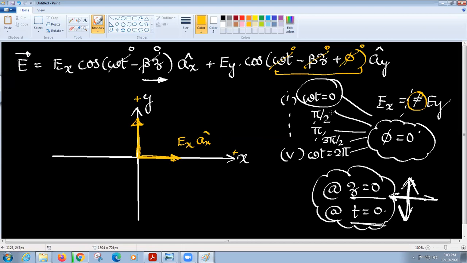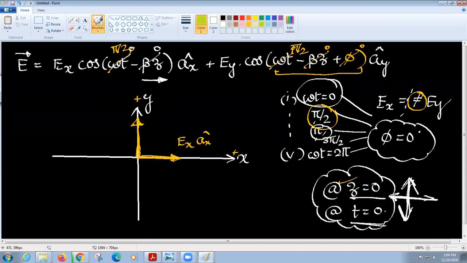Now, again, you take omega t equal to 90 degrees. With z equal to 0, cos 90 is 0. So both are 0, and you're coming back to 0 again. Now I take omega t equal to pi. If you take omega t equal to pi, this is cos 180, and cos 180 is minus 1. So you have it like this.